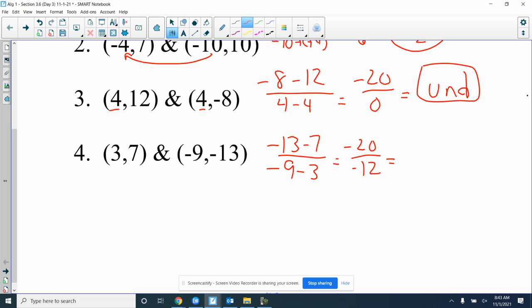I got a decimal. Shame on you. Do you have a pet? Yeah. Dog? Yeah. Shame on your dog. No, we don't want it's a slope, right? We want rise over run. We don't want a decimal. So put it in ABC. What's the biggest number that goes into 20 and 12, Jenna?